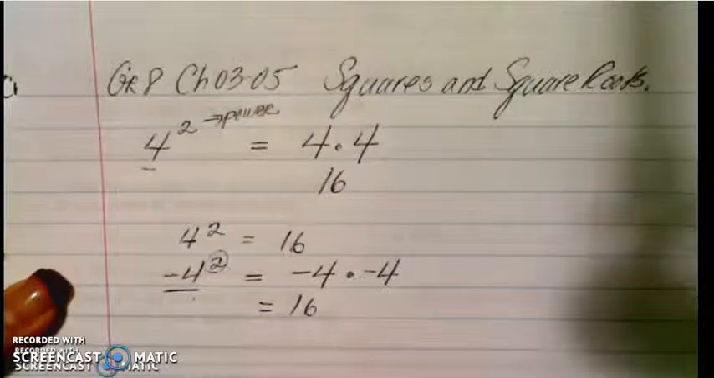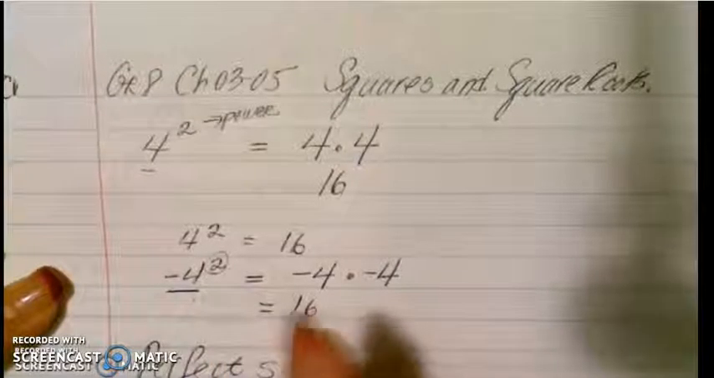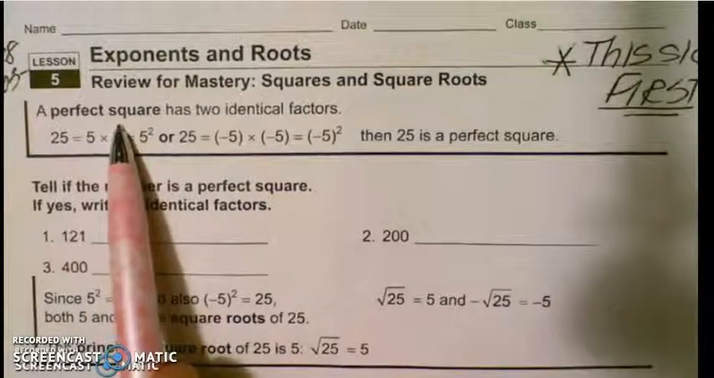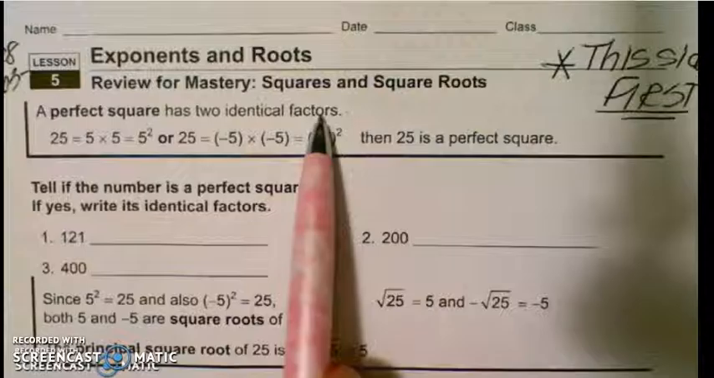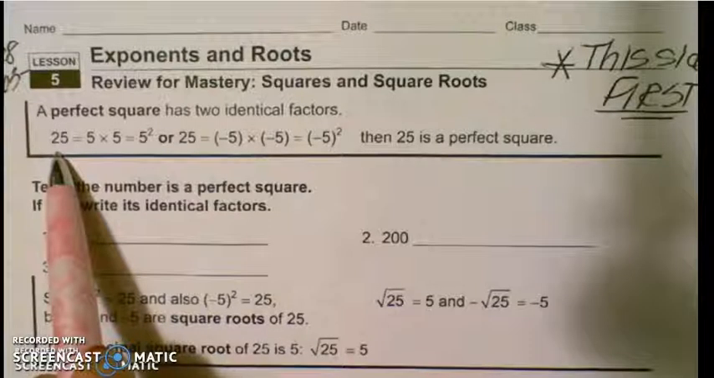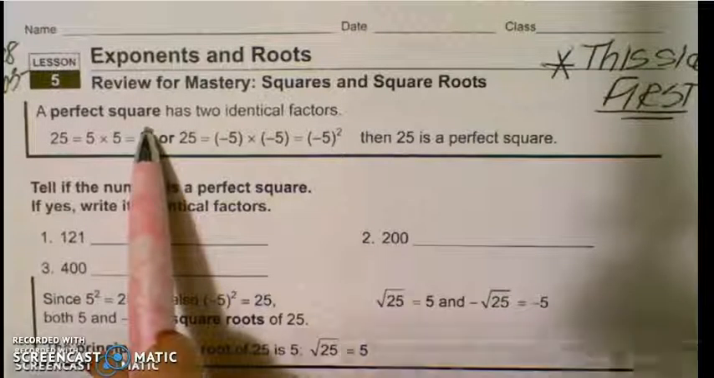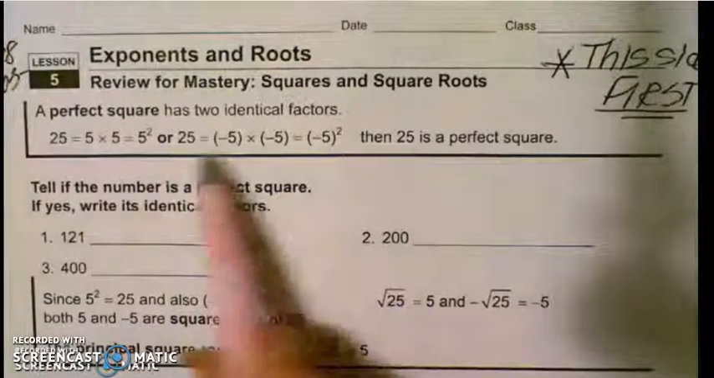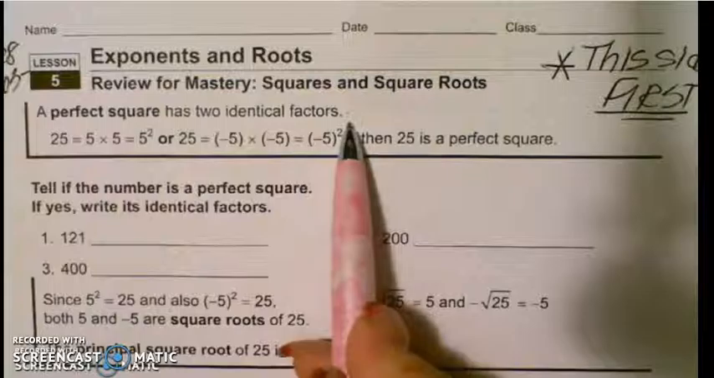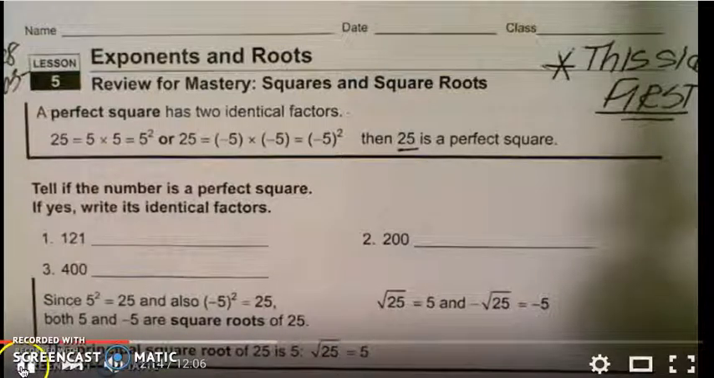This brings us into the next section where we talk about something called perfect squares. A perfect square is a number that has two identical factors. For example, 25 is a perfect square because the two factors to get 25 are 5 times 5, or 5 squared. The other factors we can use to get 25 are negative 5 and negative 5. So negative 5 squared also equals 25, making the value 25 a perfect square.